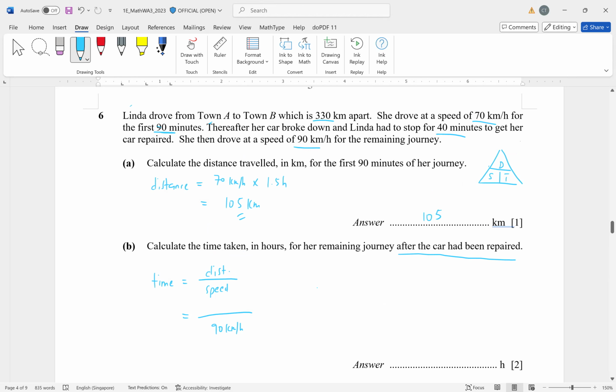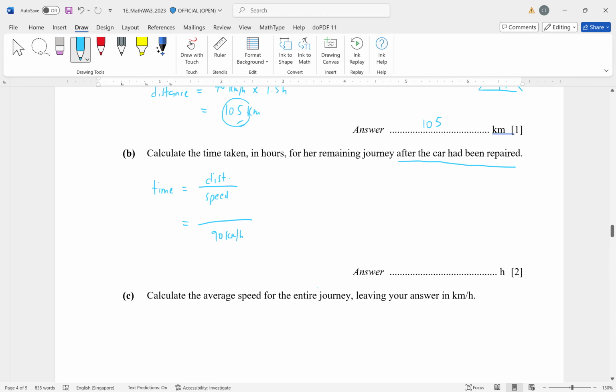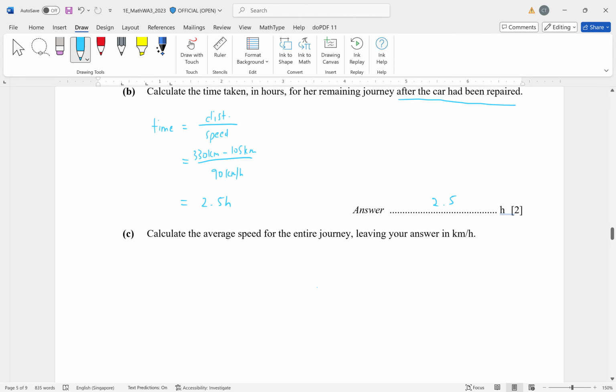But then what is the distance remaining? In total, she needs to travel 330 and she has covered 105 already. So this will be 330 km minus 105 km, so you'll get 225. Then 225 divided by 90, you'll get 2.5 hours, all right?